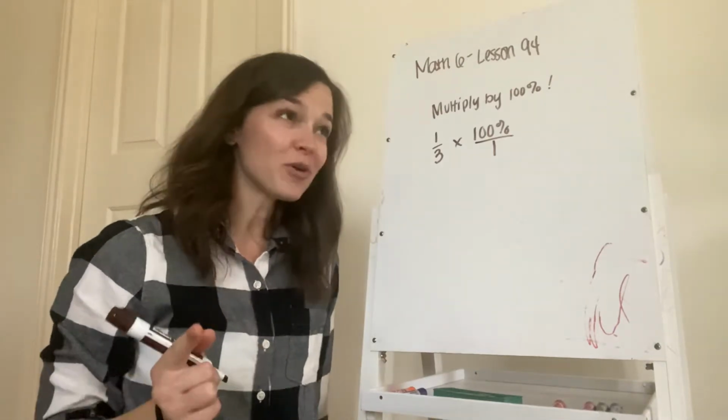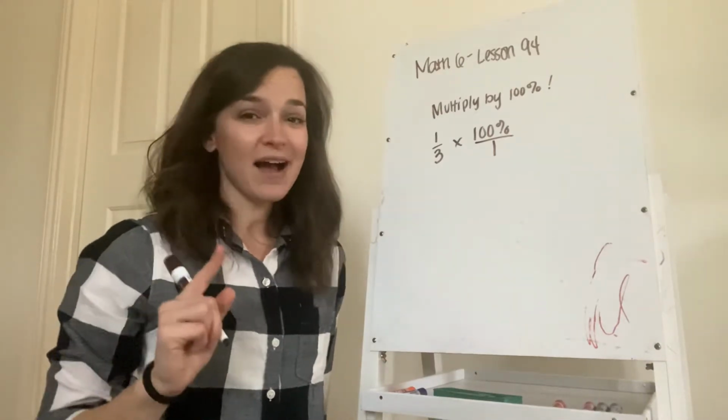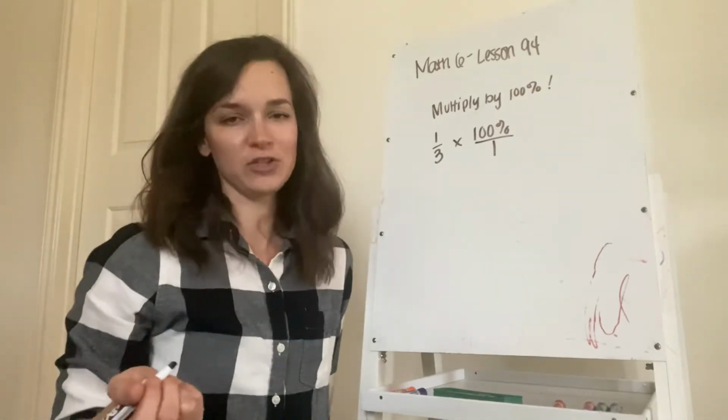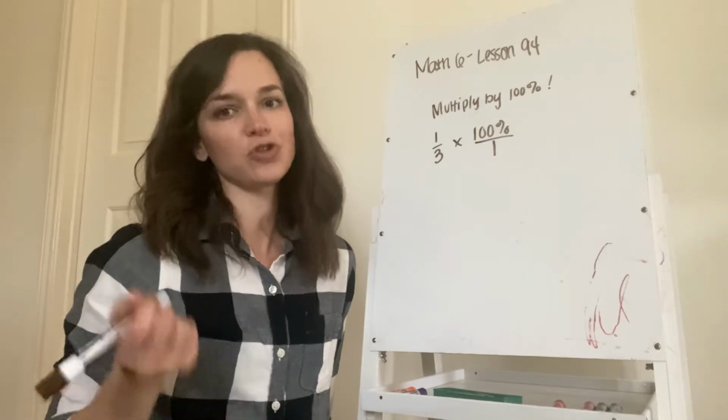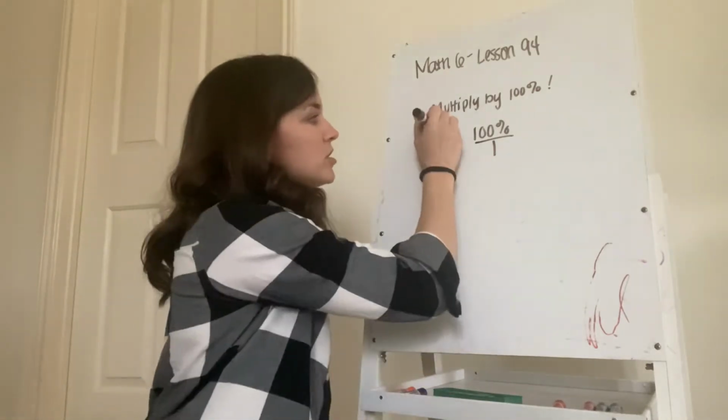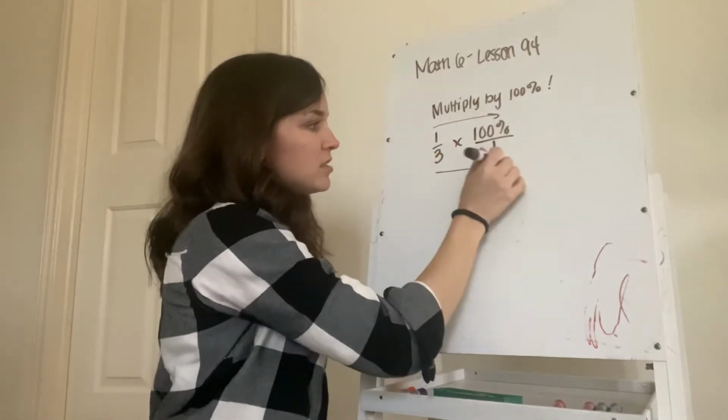And here's where you would normally say, cross simplify. And I would say, yay, good job. But we can't, because 10 and 3 don't have any common factors. So we checked for it, we can't do it, so we move on to multiplying. So we're going to multiply straight across.